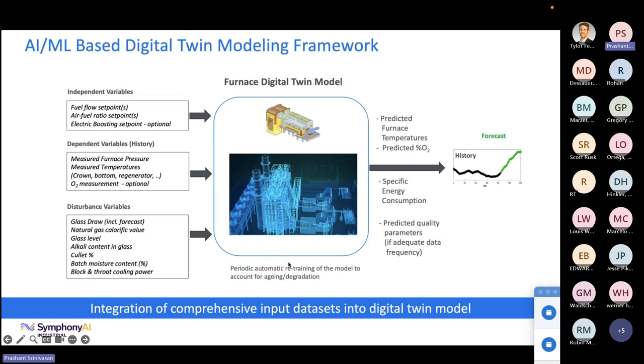Now, these models require retraining because the furnace, as I mentioned earlier, is degrading over time. So you do have aging of the furnace, and you have refractory degradation, changes in the heat transfer coefficient. So we typically trigger a retraining of this model, and that retraining can be triggered periodically, or it can be triggered by a certain condition where the errors in the model exceed a certain threshold, or if there is a major change in the batch chemistry or in certain operating parameters, the user can also trigger a retraining of this model.